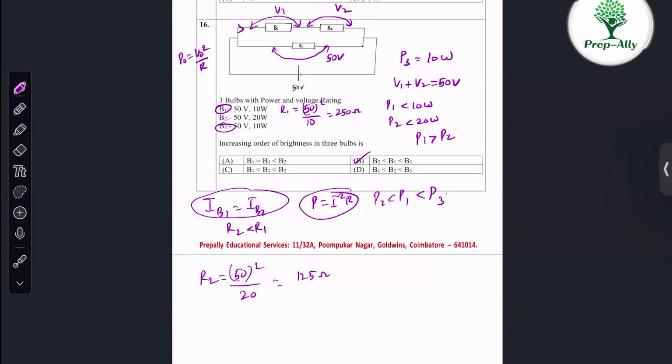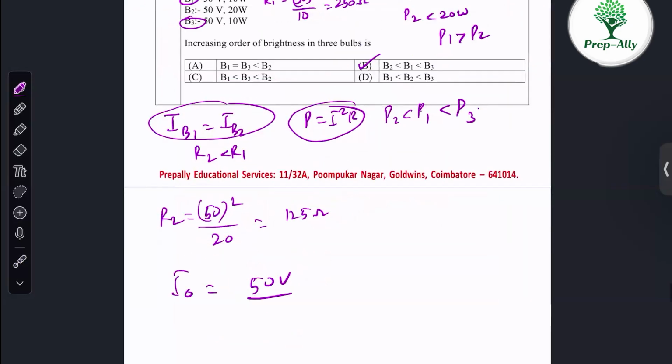So current through this branch, I naught, will be equal to voltage supplied by the source divided by total resistance of the branch, R1 plus R2. 50 divided by 250 plus 125.